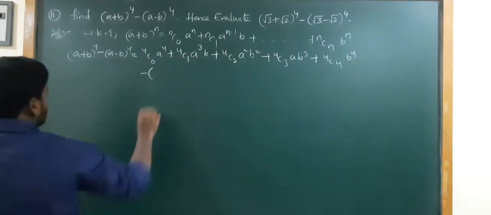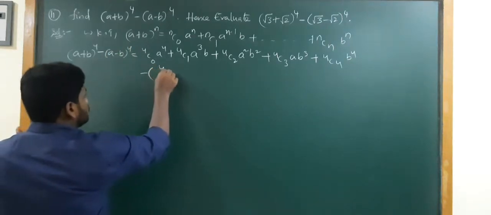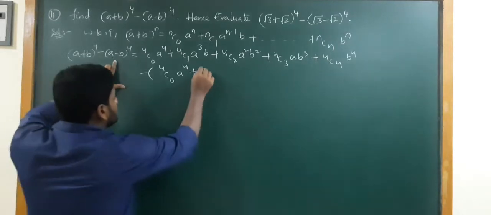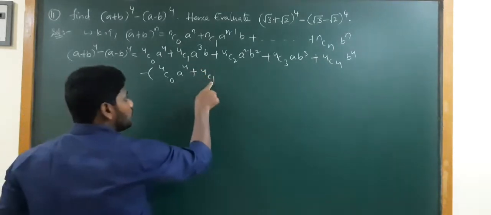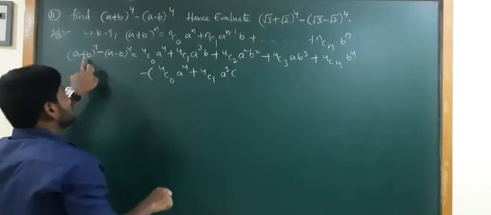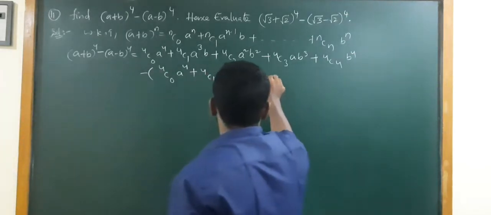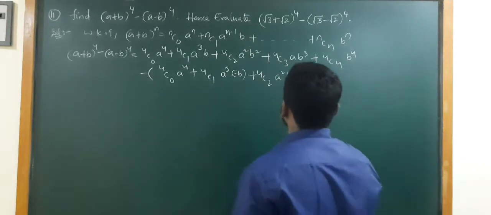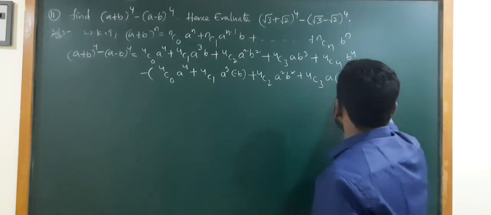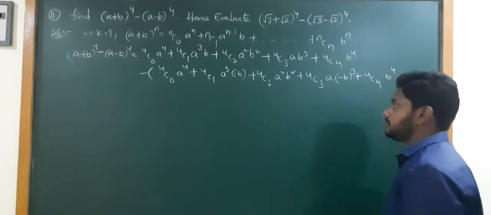Now, minus of, we expand (a − b)^4. Same formula we will apply. So it is 4C0 a^4 + 4C1 a^(4−1), which is a cube, into, in the place of b, minus b is there. So this is minus b, plus 4C2 a^2 b^2 plus 4C3 a into (−b)^3 plus 4C4 (−b)^4, which is nothing but b^4 only.